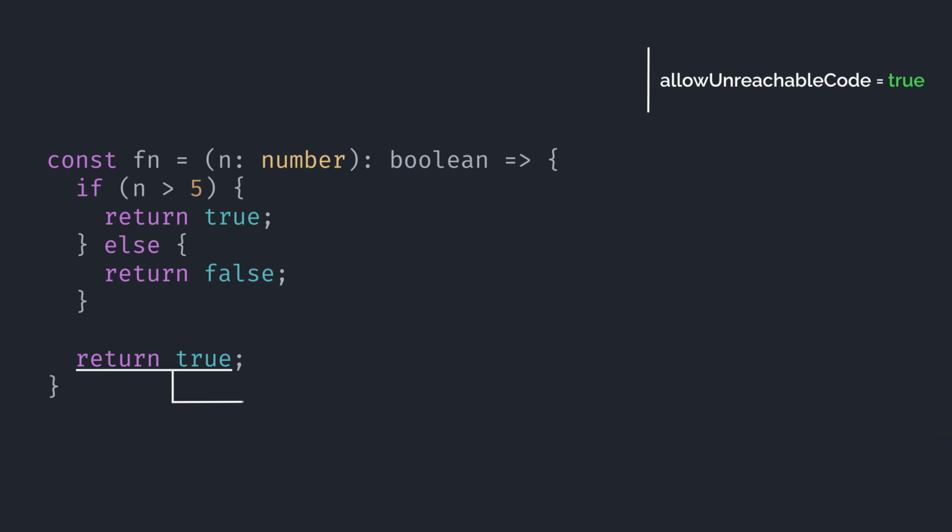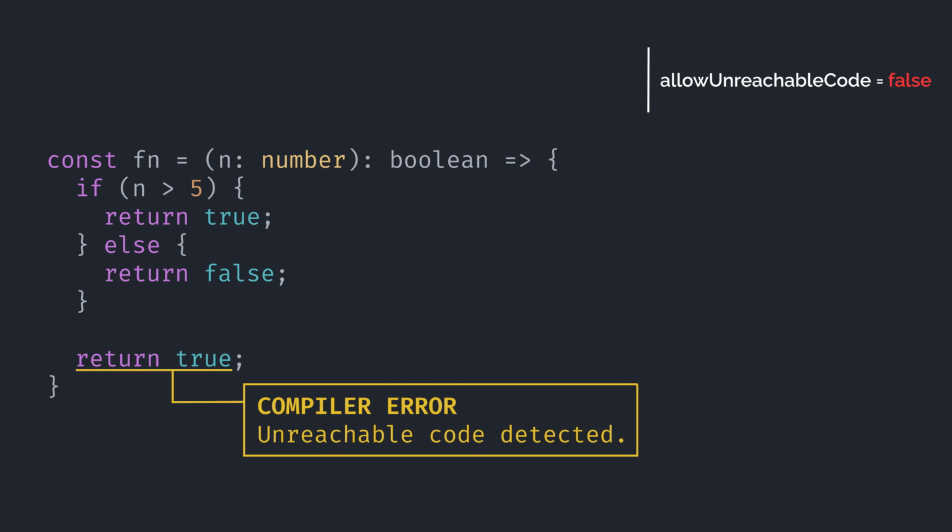Another thing that we can safely get rid of is unreachable code. It is never going to be executed, so there is no reason to keep it. Code that comes after a return statement, for example, is unreachable. By setting allowUnreachableCode to false, the TypeScript compiler will raise an error if we have unreachable code.